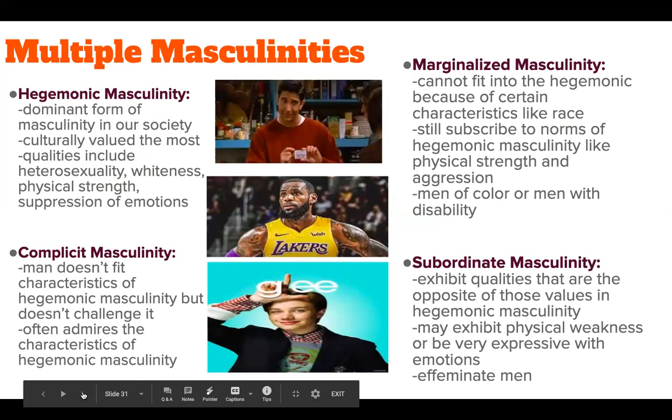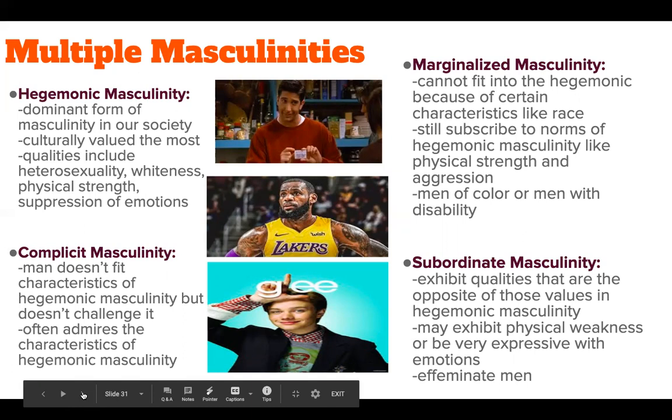But what about all the other men that do not live up to this dominant form? Well, this is where you get your others. Underneath hegemonic masculinity is what we call complicit masculinity. This is a man who doesn't fit the characteristics of hegemonic masculinity, but doesn't necessarily challenge it. And sometimes he maybe even admires the hegemonic ideal.